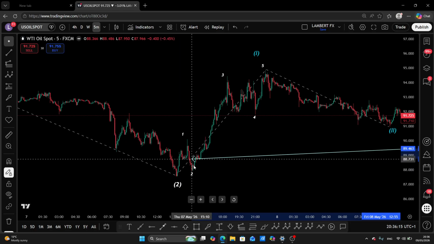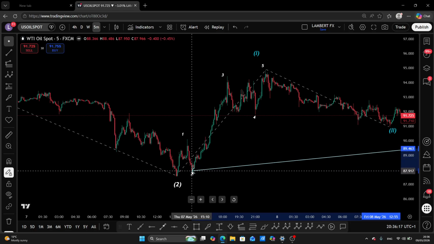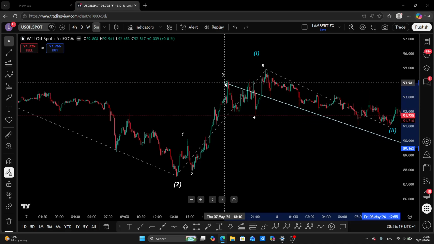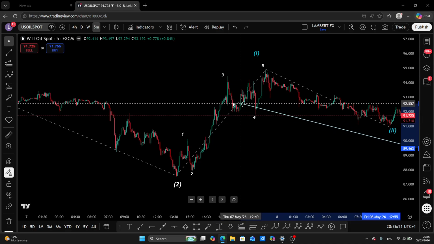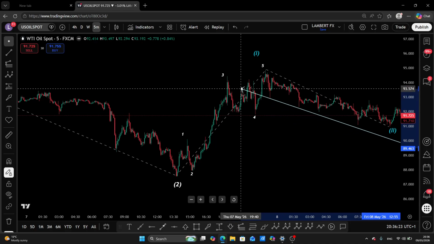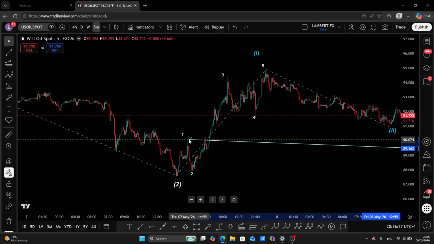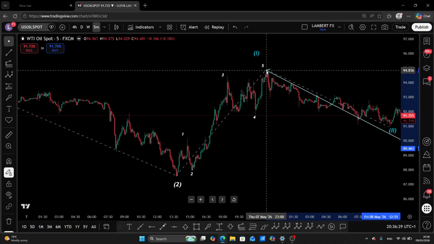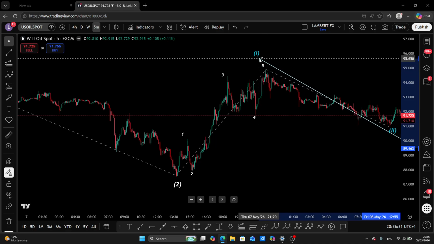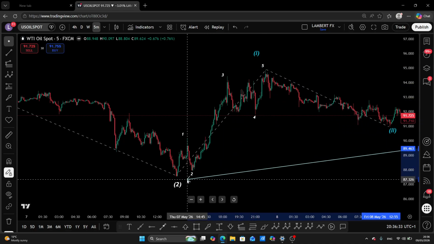If you look at this 5 here, you see we have the same rules. Our 1 here, our 2 did not go below our 1. Our 3 was the longest leg up of the 5. Our 4, our corrective leg 4, did not come anywhere near our 1, and then we had a push up for 5. Yeah, so this becomes our sub leg 1 of 2.